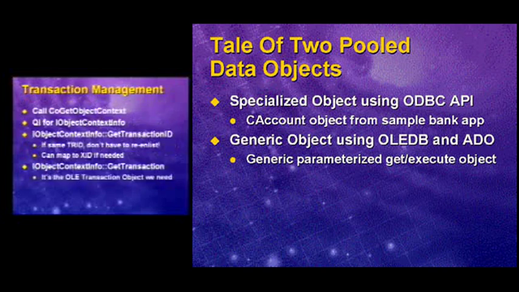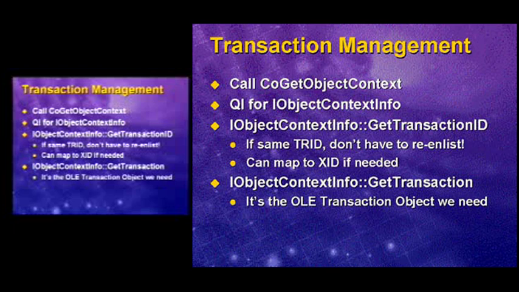Okay, so for transaction management, I call CoGetObjectContext. That's the new cool way. Or I can say GetObjectContext. Then I QI for IObjectContextInfo, which contains the transaction ID and the transaction object that I want. These over here are the two IObjectContextInfo methods that I want to call to get that. And remember that if it's the same transaction ID, don't bother to re-enlist. This is supposed to be as quick as possible. However, this is the transaction ID that I can map to the XID if I'm using an XA database. The other one is the magic pTransaction object we need to enlist.